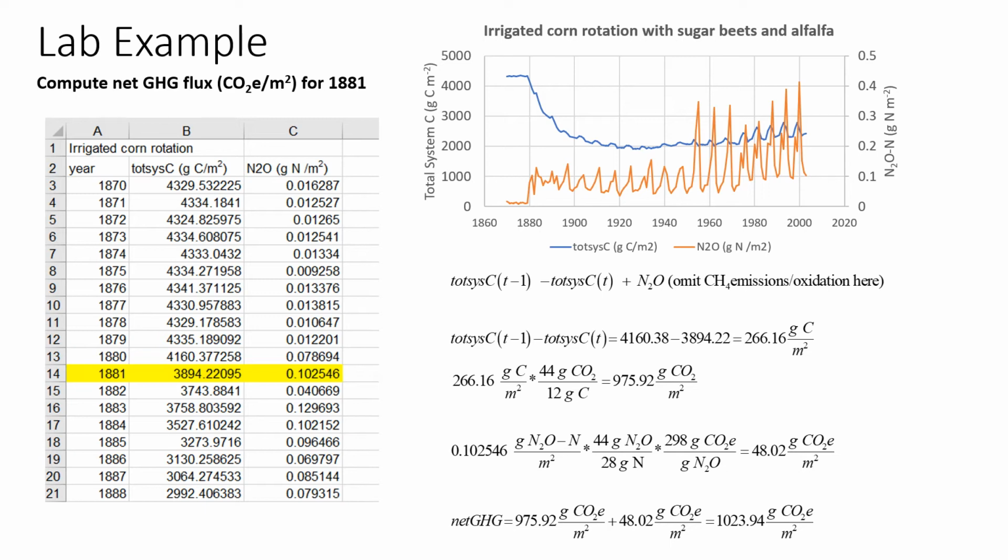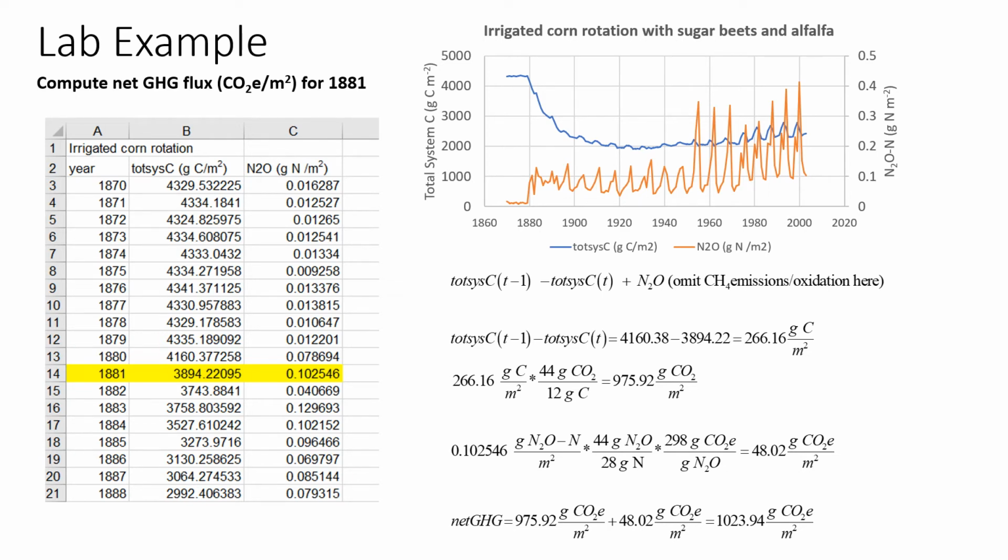And then to convert 266 to CO2 equivalents, multiply by 44/12 to get 975. So that's just the contribution from the ecosystem carbon loss. Now let's compute the carbon equivalents from N2O emissions. These are pretty small numbers.